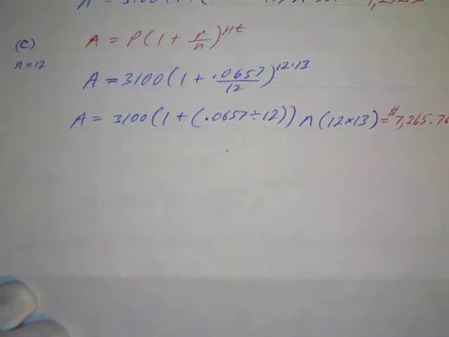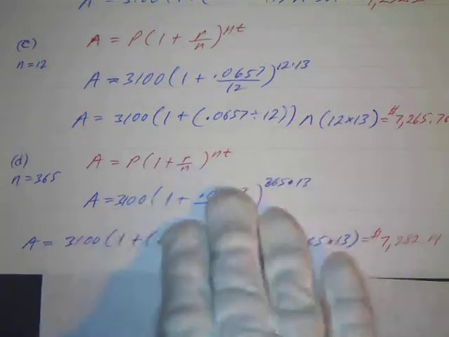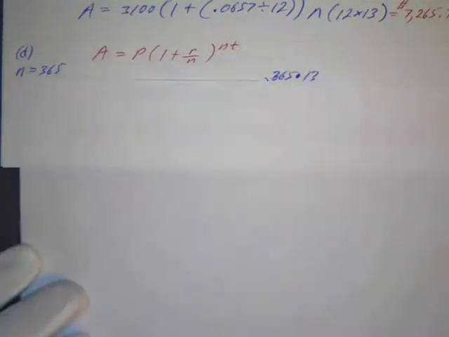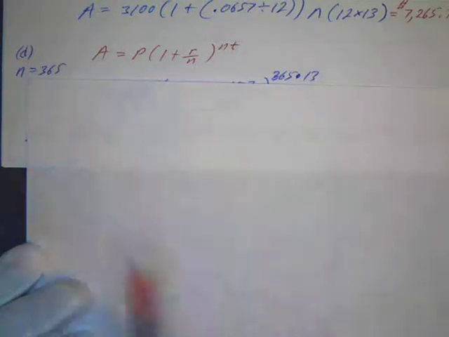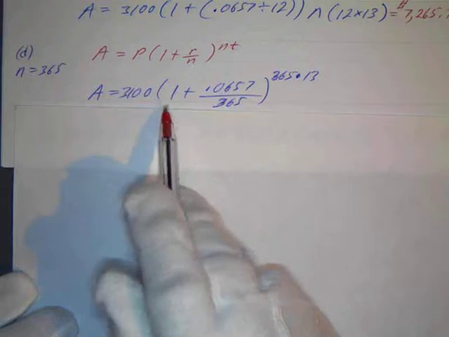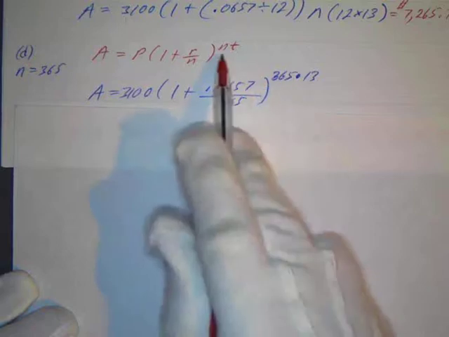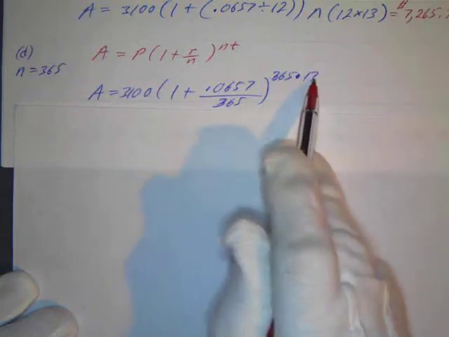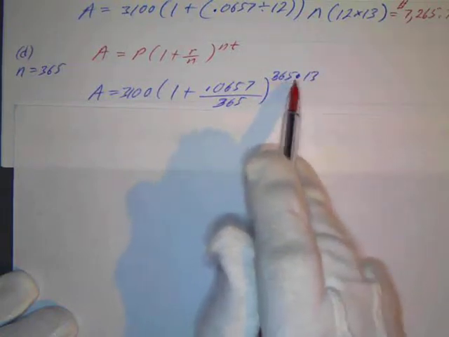And the next one was this, and this is letter D. And again, we write down our formula, and our N is going to be 365. So same principle, $3,100, 1 plus R, 0.0657 divided by 365, all raised to 365, that's my N, times 13. In other words, we're compounding it every day for 13 years, so this is the number of times we're compounding it. 365 times 13.